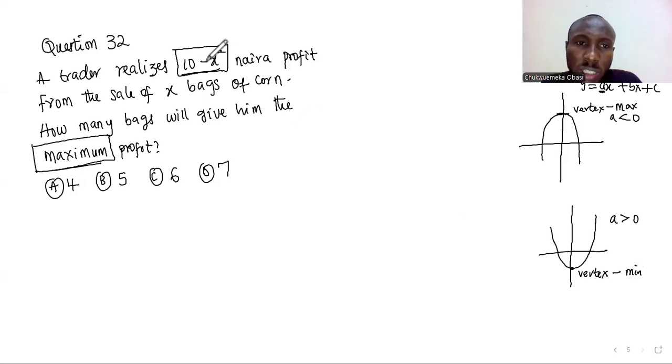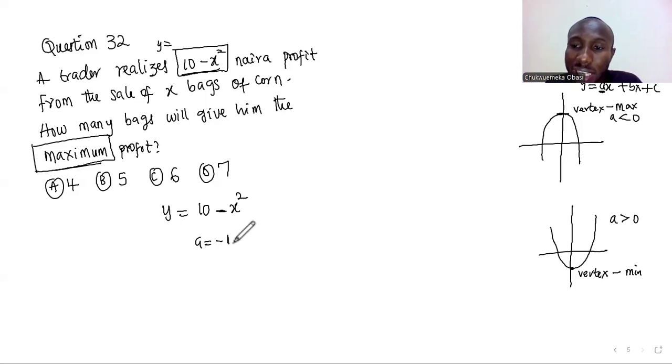So let's go back to this problem. Looking at the function given to us, let me say y is equal to 10 minus x squared, to make things a lot easier for us. Looking at this, you can see that a is the coefficient of x squared, right? And in this case, a is simply going to be -1 because this is minus. So a is negative.